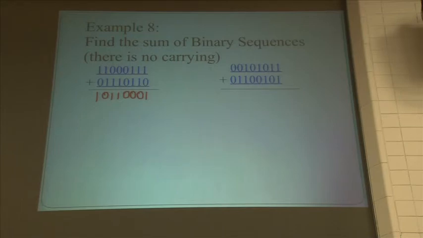Starting from the right. 1 plus 1 is 0 in binary. 1 plus 0 is still 1. 0 plus 1 is 1. 1 plus 0 is 1. A 0. 1 plus 1 gives us another 0. A 1. And a 0. Okay? That's modular arithmetic in base 2. Otherwise known as binary code.